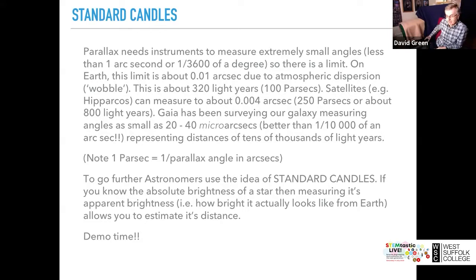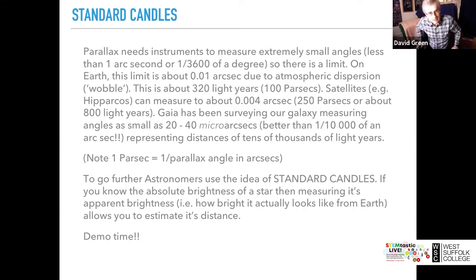And due to the limit of the Earth's atmosphere, basically because it causes things to wobble, the best measurement you can get from an Earth-based telescope is something like 0.01 of an arc second. And that means we can measure stars out to around what's called light years.